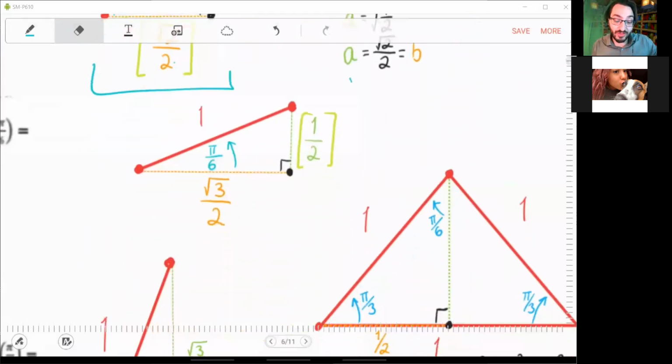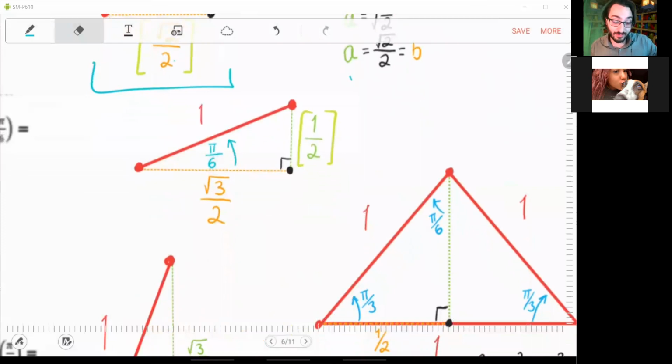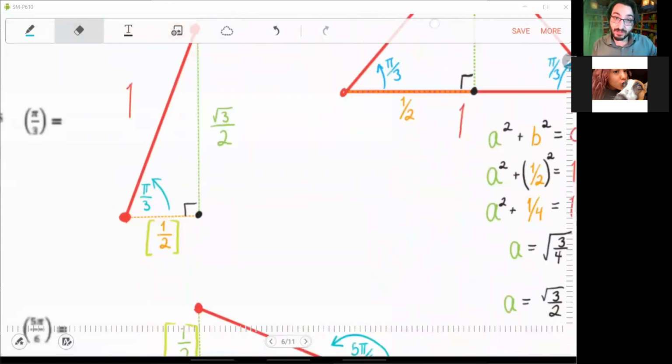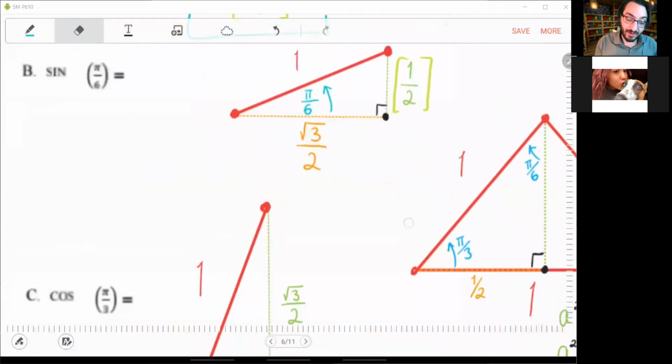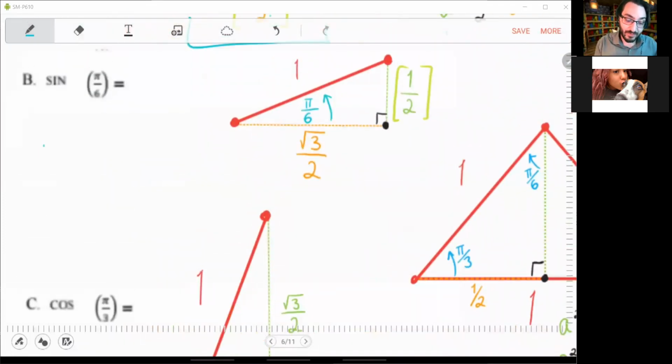So pi over 6, which is 30 degrees, and pi over 3, which is 60 degrees, are the same triangle, right? A 30, 60, 90. So pi over 6 is 30 degrees. Pi over 3 is 60 degrees. It's so annoying, 6 and 3 like that. But that's right. It's fractions of 180, right? So that's 30. So this makes a 30, 60, 90 triangle.